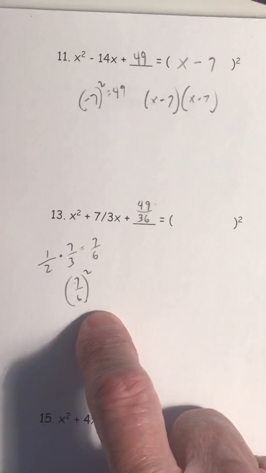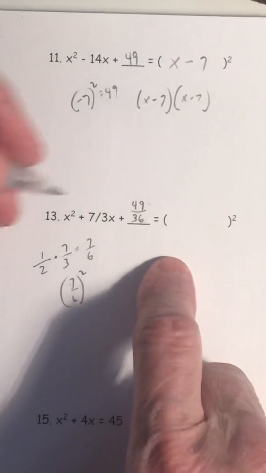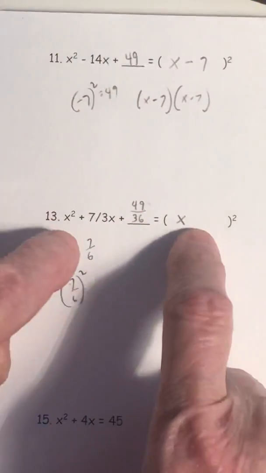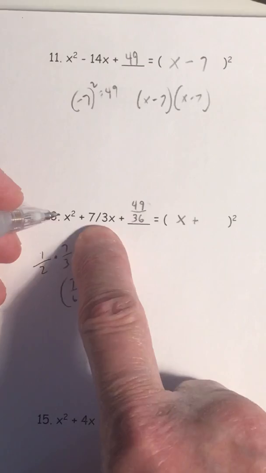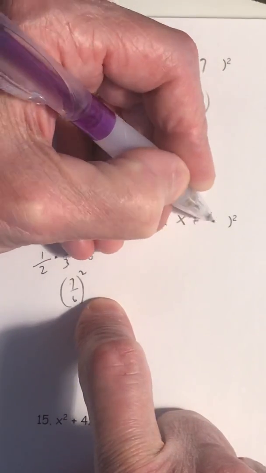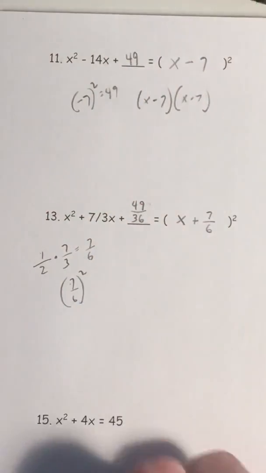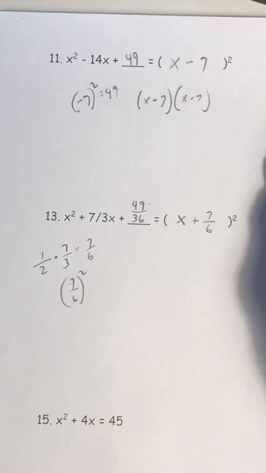Okay, now sing the song along with me. What goes here? The same variable and the same plus or minus, and half of 7/3, as we said a minute ago, is 7 over 6. Okay, so this is just practice in completing the square.